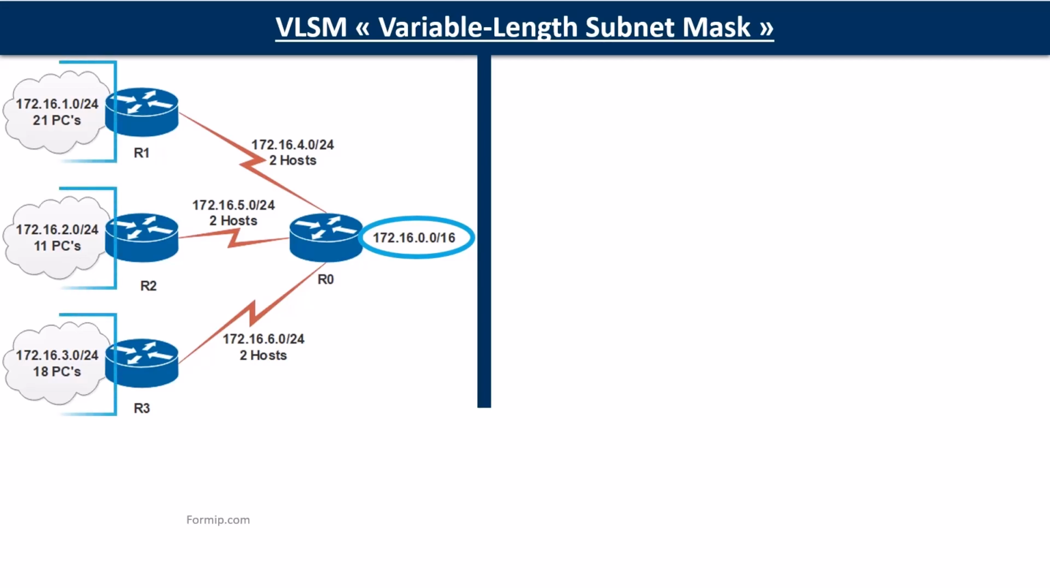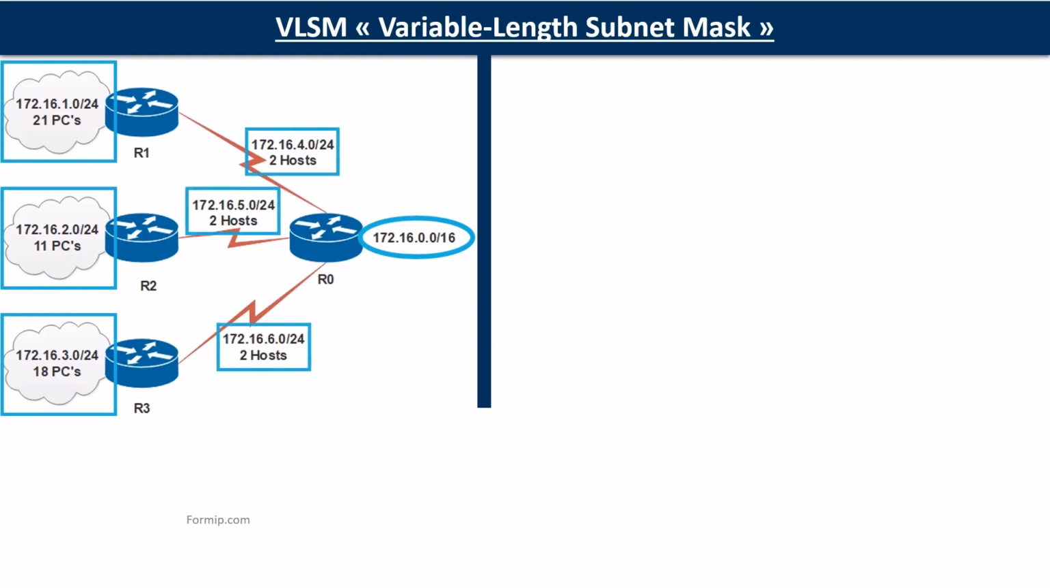Whether on user networks, where there are very few PCs, or on the WAN links, which are point-to-point links, which really only need 2 IPs. For the latter case, it's like 252 IPs lost on each WAN link. VLSM is therefore the solution to overcome this problem.